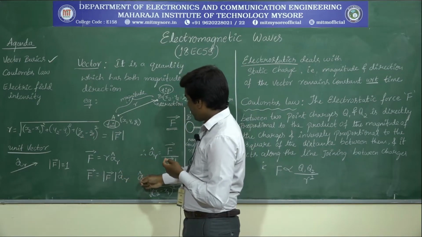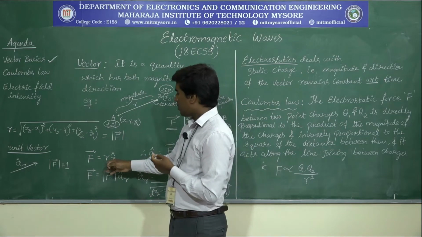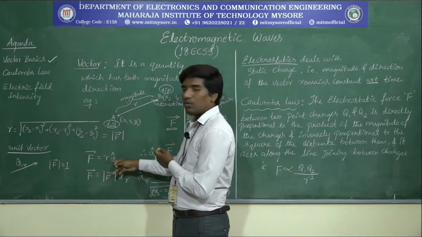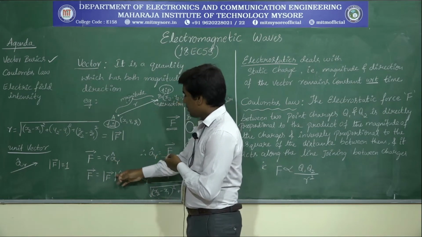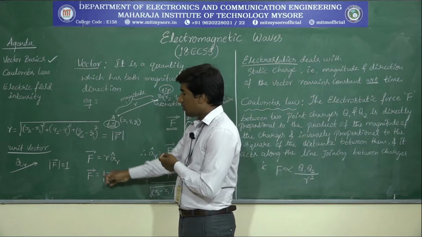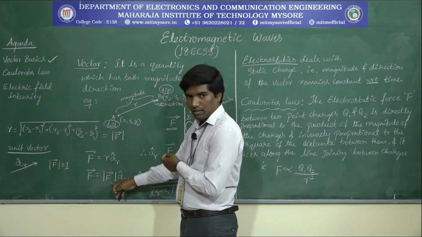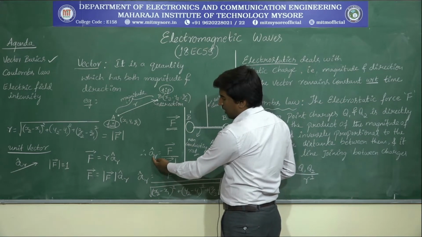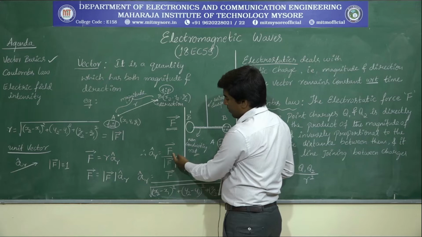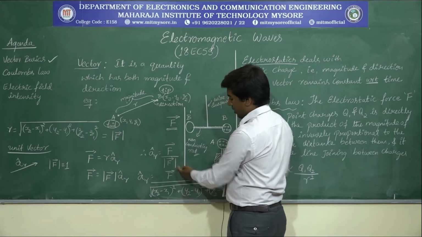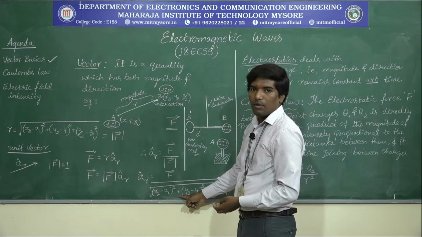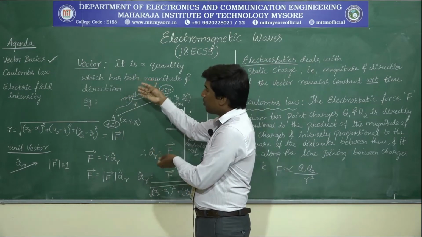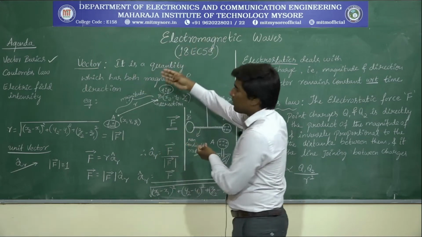In terms of unit vector, this can be represented as a product of the magnitude r, that is the distance between 2 points, into the unit vector, where r is defined as the magnitude of this vector F. The unit vector a_r cap is equal to F divided by the magnitude of this vector, which is also represented in this form by using the analytical formula. This is all about the vector basics, which we need for defining Coulomb's law.